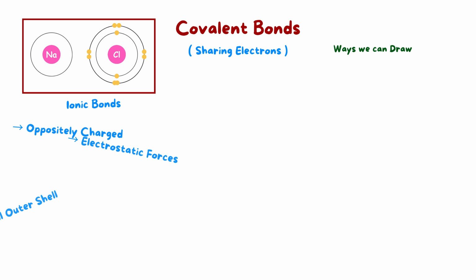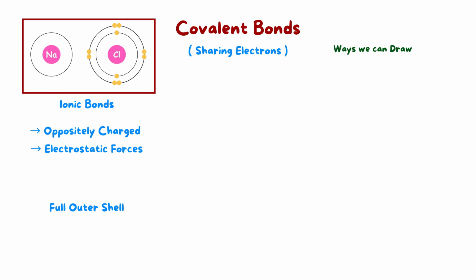In today's video, we're going to explore how atoms form covalent bonds by sharing electrons, and we'll also look at the different ways to represent these bonds visually.